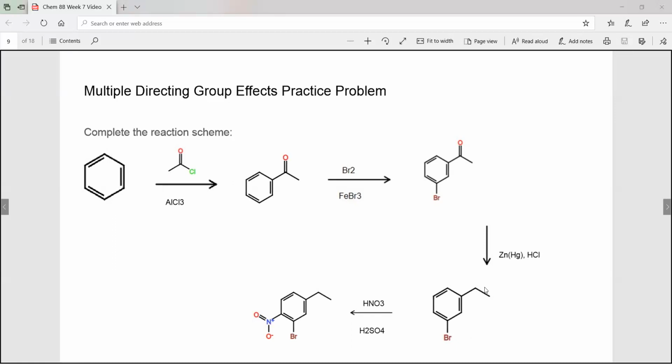Third step is the Clemmensen reaction, which reduces the acyl group into an alkyl group. Finally, the fourth step is a nitration step, and it would go to the para position of the alkyl group because the alkyl group is more activating than bromine.